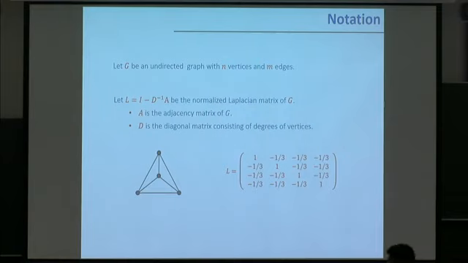As you see here, the normalized Laplace matrix is real and symmetric. Therefore, this matrix has n real-valued eigenvalues. We call them lambda 1 to lambda n with the corresponding eigenvectors f1 to fn.